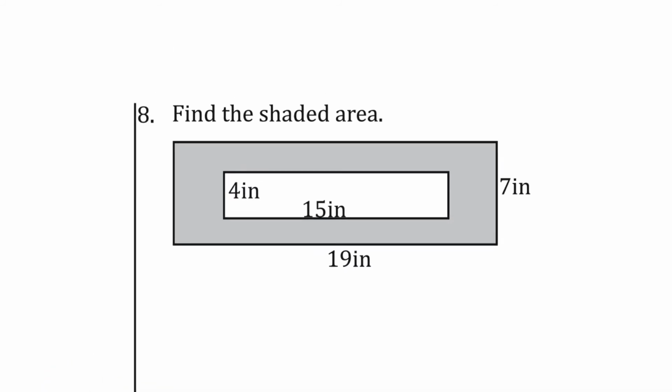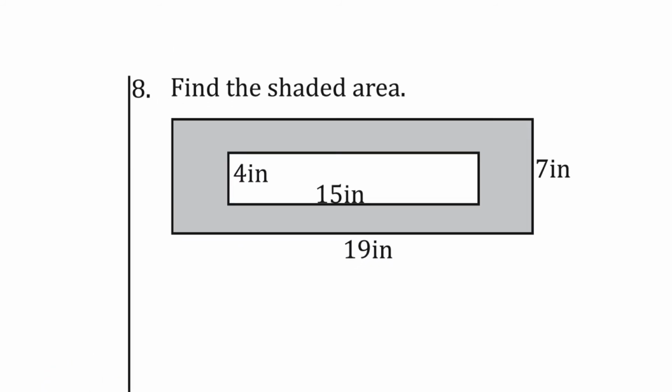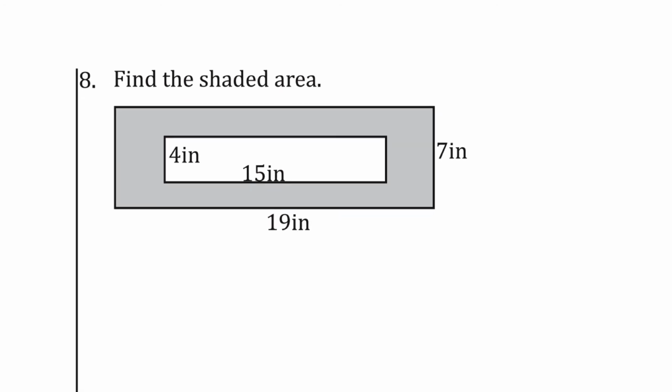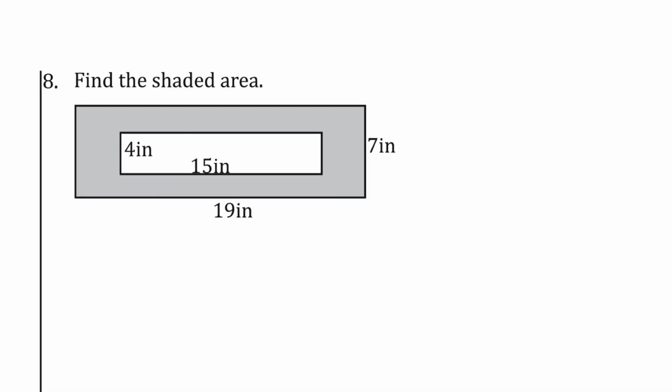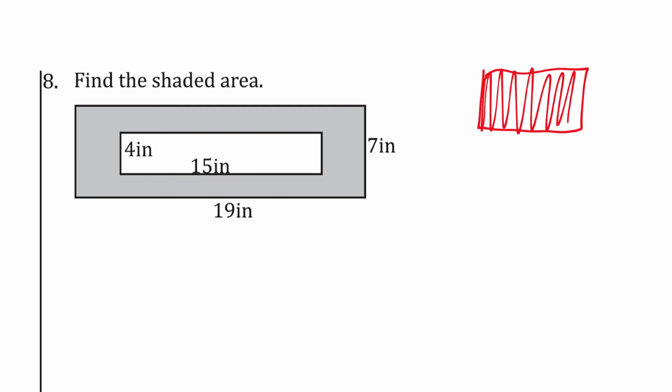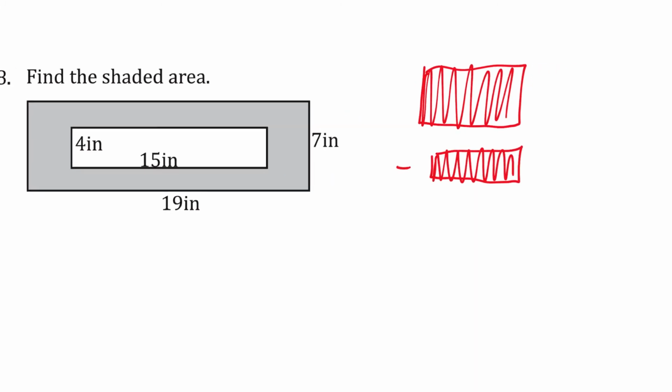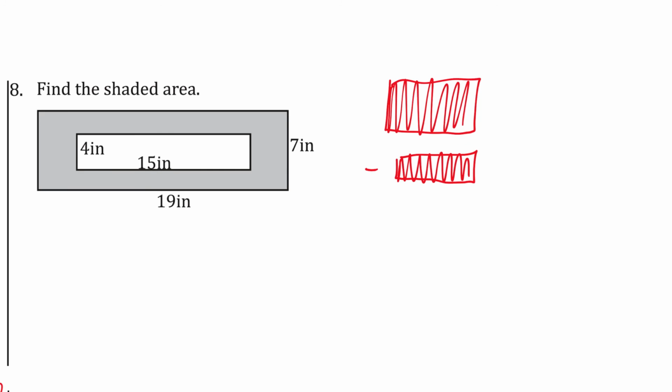Okay, so on number 8 here, looking for the area of the shaded part. So what am I going to do on this one? Length times width on both of them. So I'm going to take the area of the bigger one, and subtract off the area of the smaller one. So how am I going to find the area of the bigger rectangle? 19 times 7, which is 133.